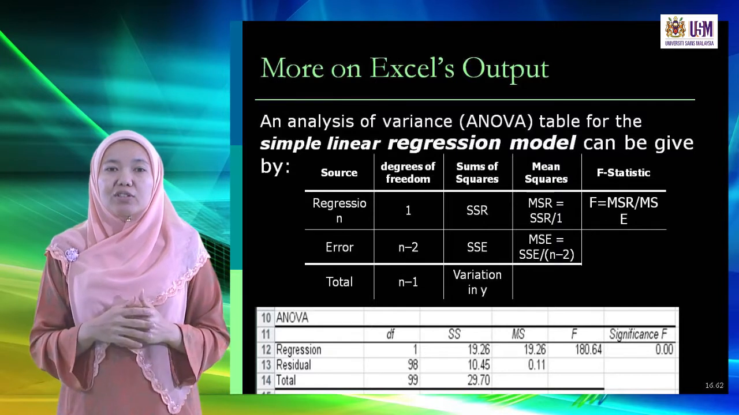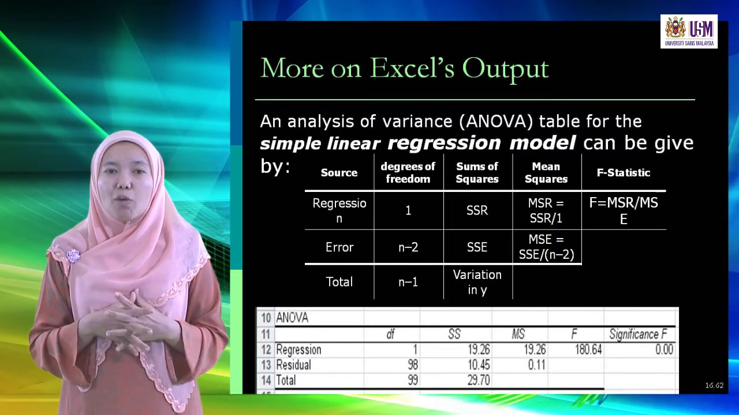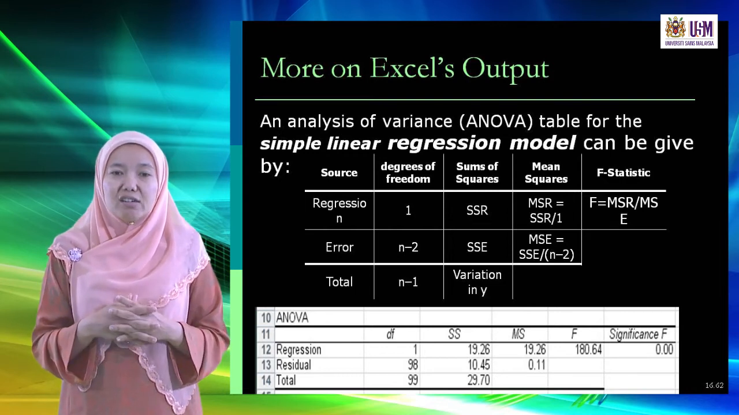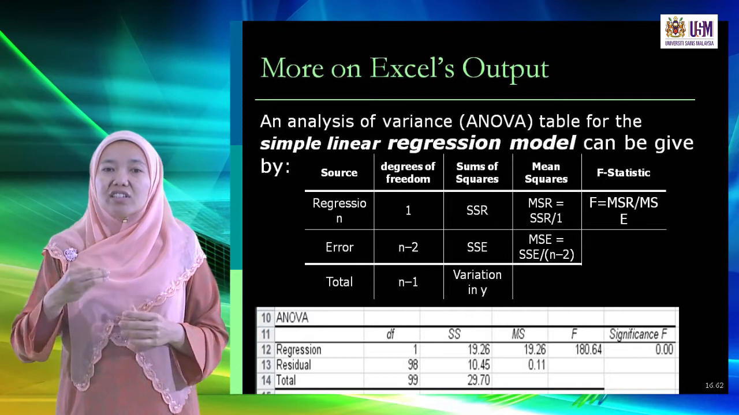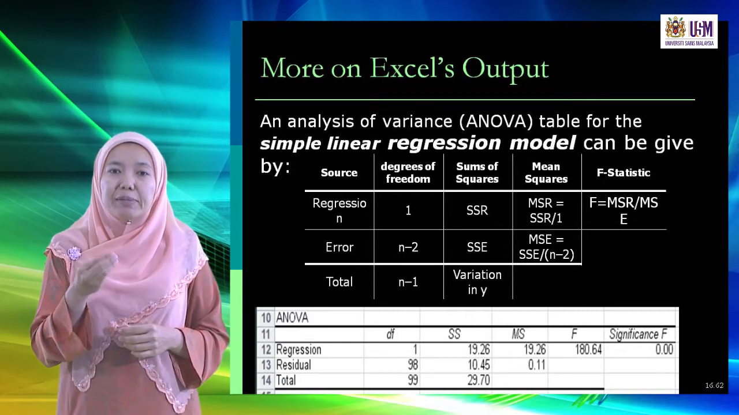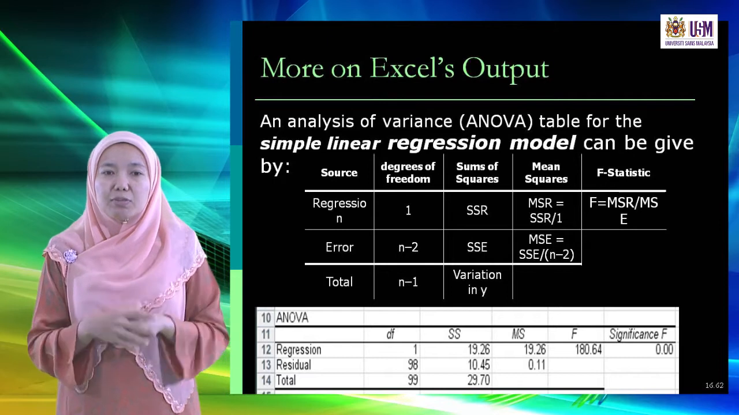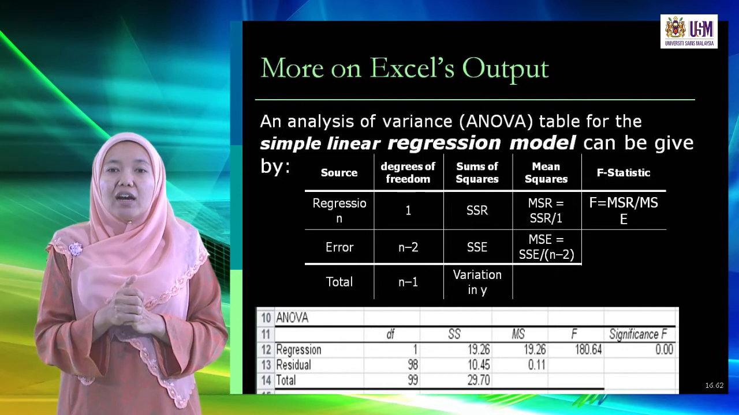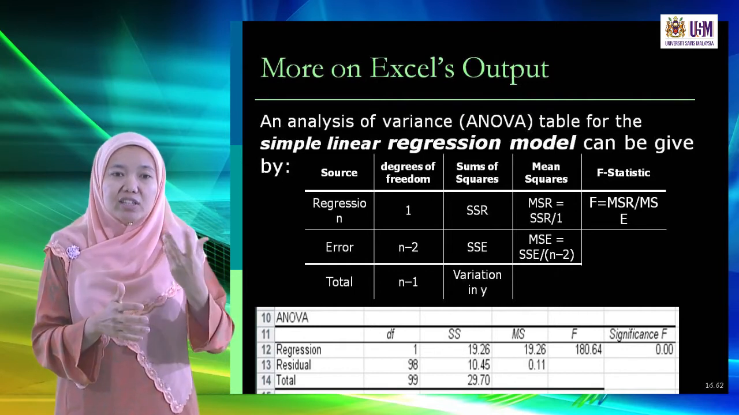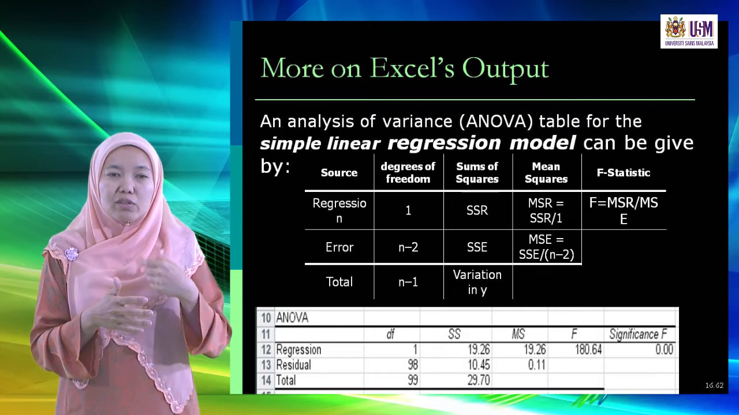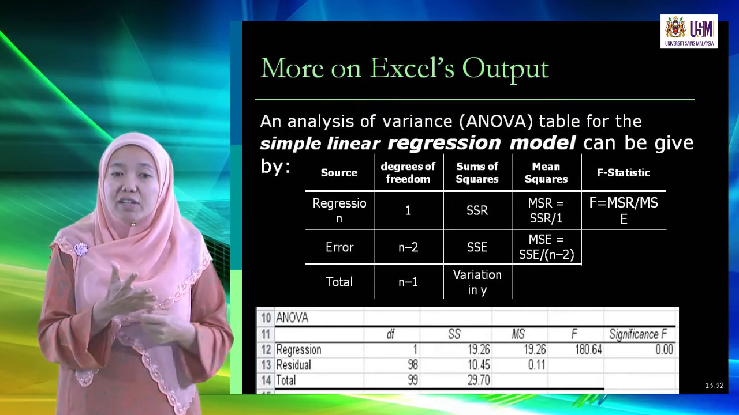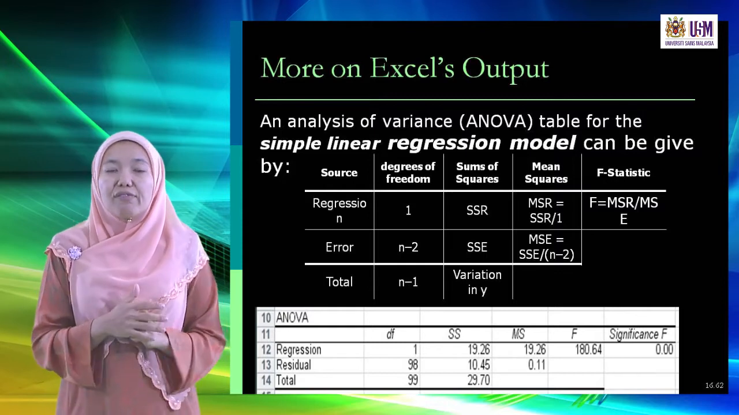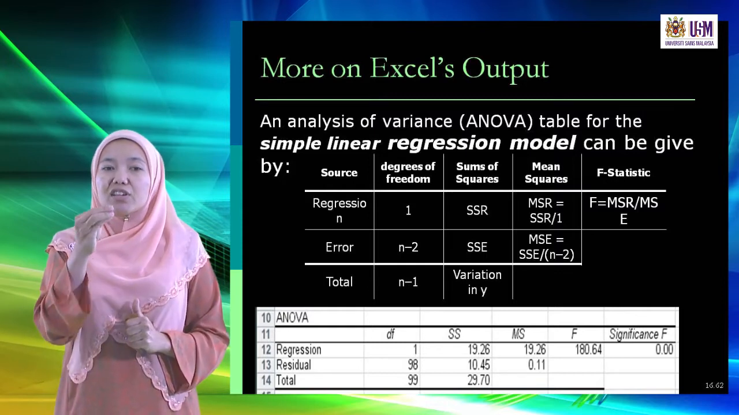Now I'm going to discuss a little bit of the Excel output. I will discuss this further in the next part where we discuss ANOVA in detail. But for now, the analysis of variance ANOVA table for the simple linear regression model can be given as below. So you have the sources of variation, from the regression itself or from the error, and then you have the total, that is the left hand side column, and then you have the degree of freedom.